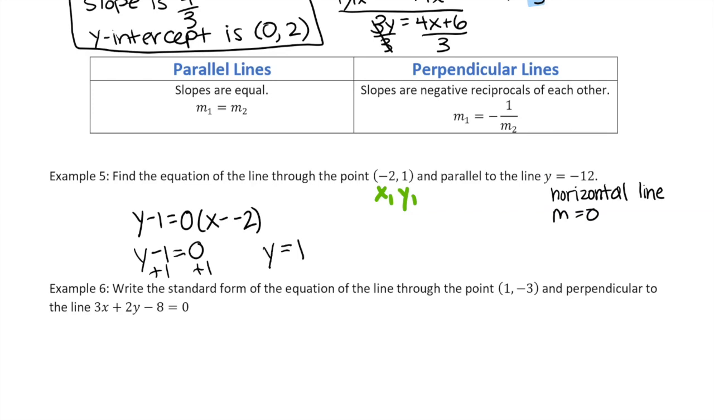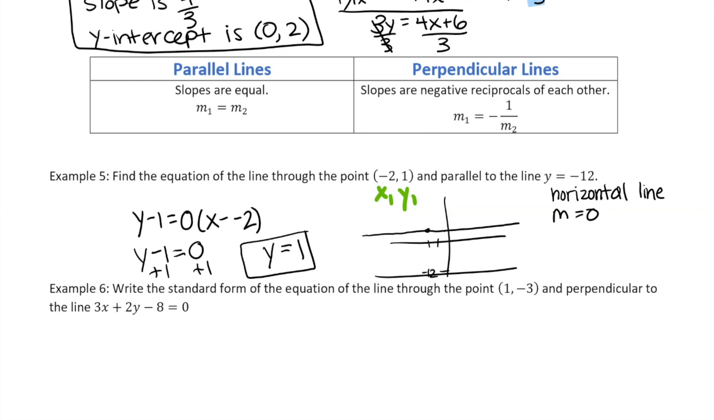So this is actually another horizontal line. On the graph, if you have y equals -12, if you go down to -12, you have a horizontal line there. And then you've got to go through the point (-2, 1). You've got to go through that point and be parallel to it. So you have another horizontal line going through that point. It is the equation y equals 1. So they're both totally horizontal lines.